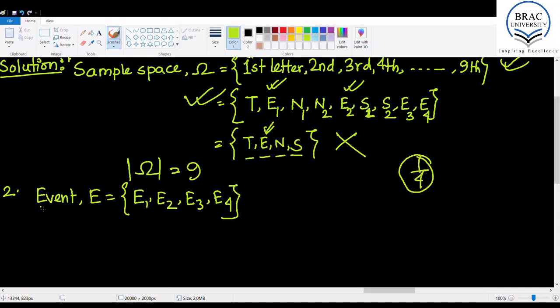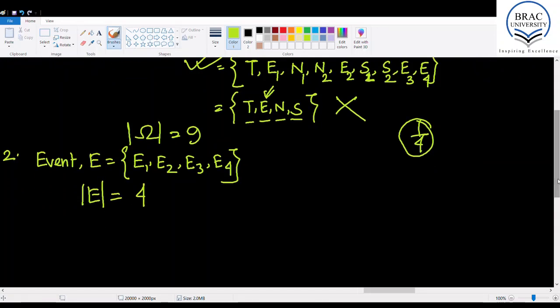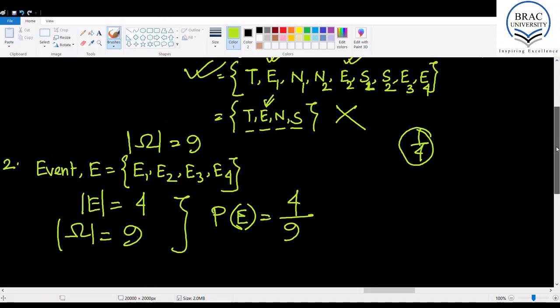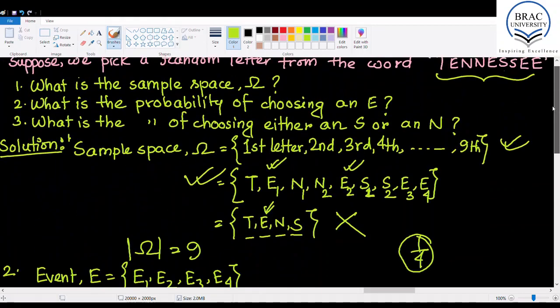All right, so the event E, where we can choose any of these 4 E's in the word. So there are 4 ways to pick one E. And now the cardinality of event E is 4. Then the cardinality of the sample space is 9, that we have determined in the previous part. So the probability of E, or probability of choosing an E, is equals to 9/4. All right, so this was a tricky problem. I hope you understand it.